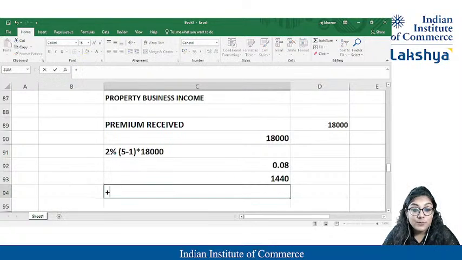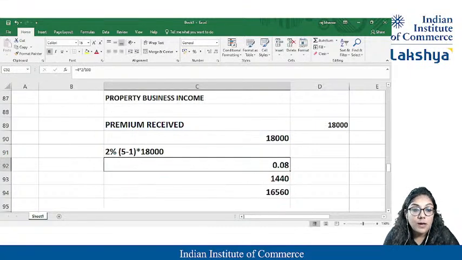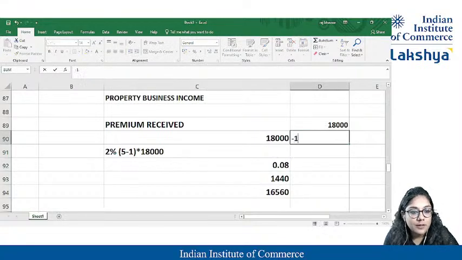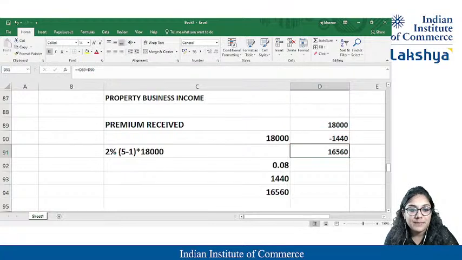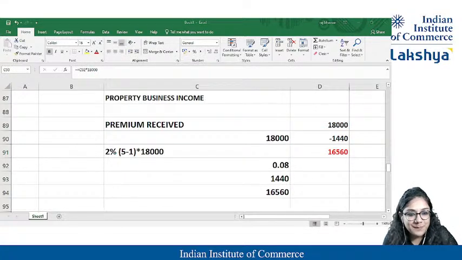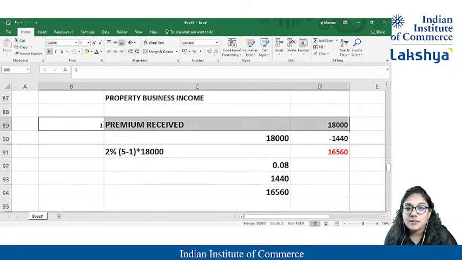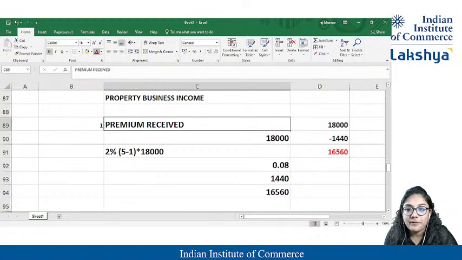So please reduce that much. So 18,000 minus this will be the amount. Okay, so how much am I supposed to reduce? Minus 1440. So now this will be my income that I have to show: 16,560. I hope that much is clear. Okay, so this is my first premium received.